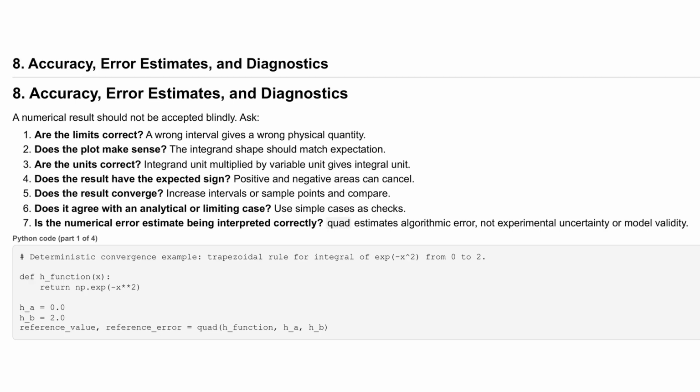As we move toward more complex problems, always use these diagnostics. Check your limits, look at the integrand's shape, and verify your units. Most importantly, always check for convergence by increasing your resolution to see if the result stabilizes.